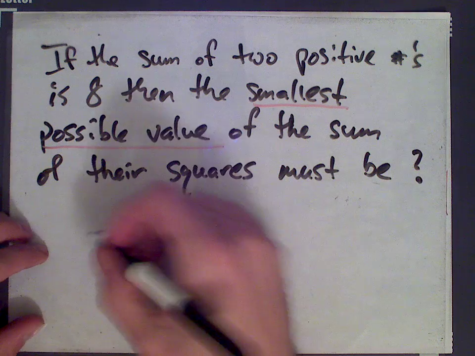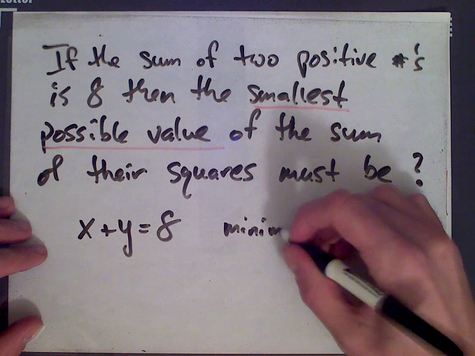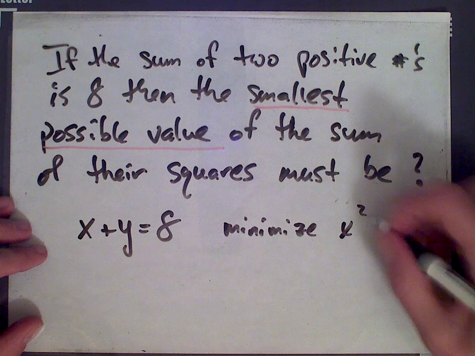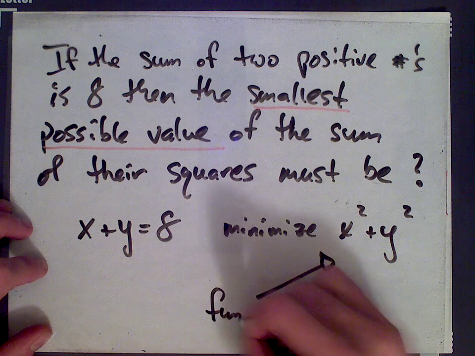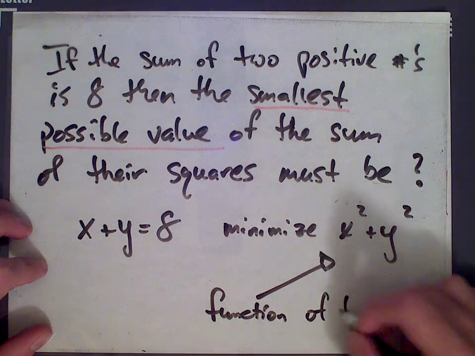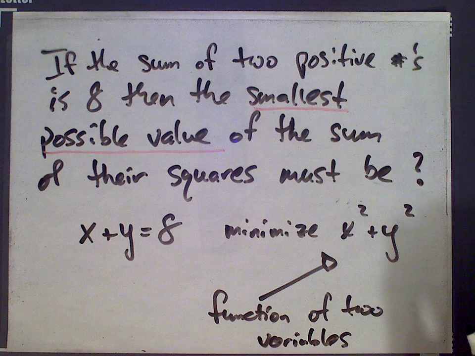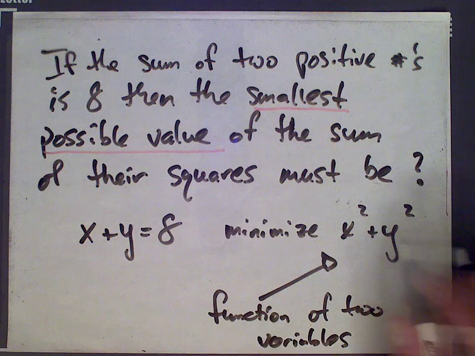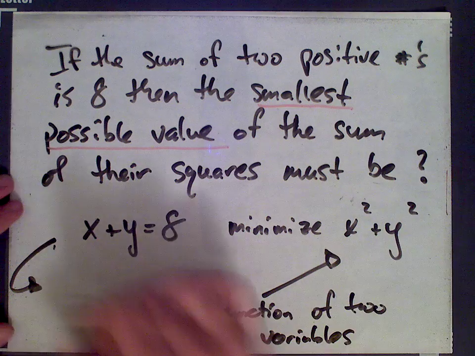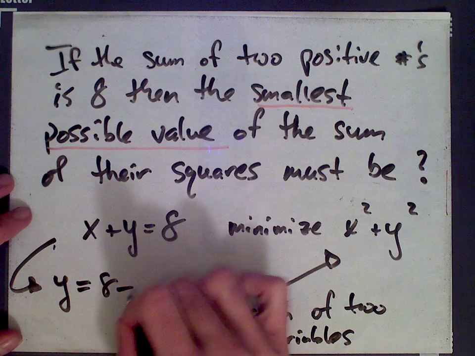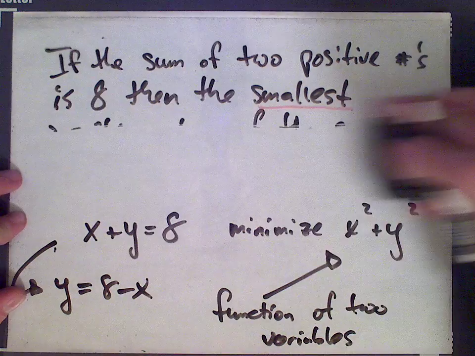We have that x plus y is 8, and we need to minimize x squared plus y squared. Now, the issue here is that this is a function of two variables. And we know how to minimize functions of one variable using critical points. So what we want to do is rewrite one of the variables in terms of the other, and we're going to do this using this restriction here, that x plus y must be 8. So let's say that y is 8 minus x, and then we can rewrite our function as a function of just x.